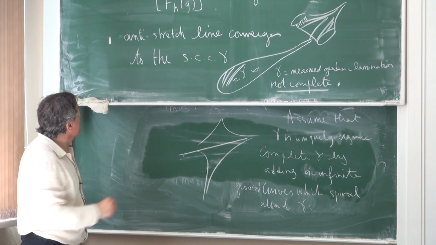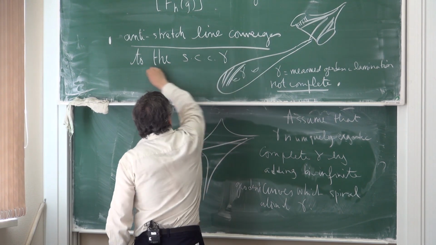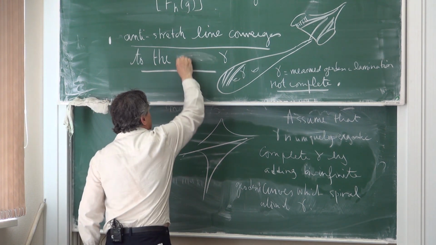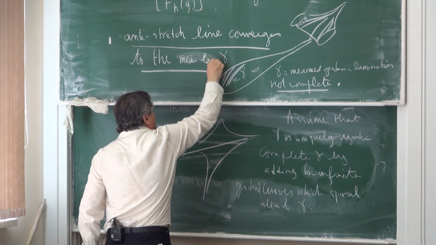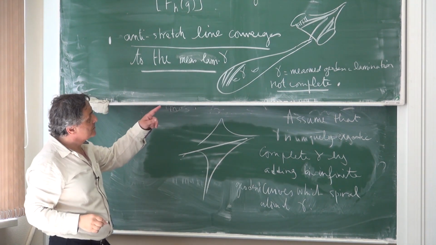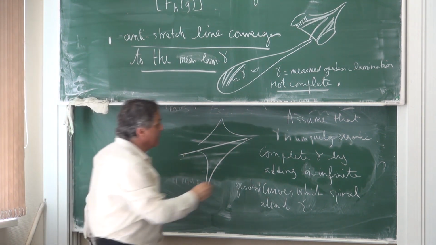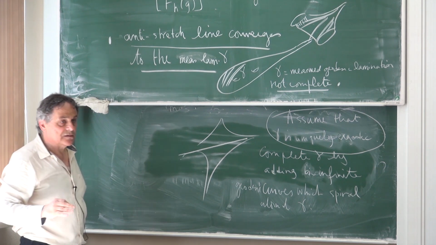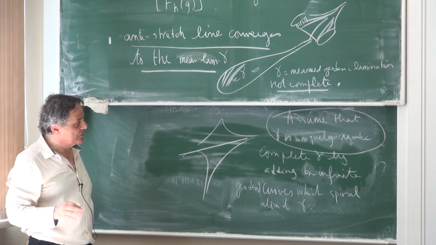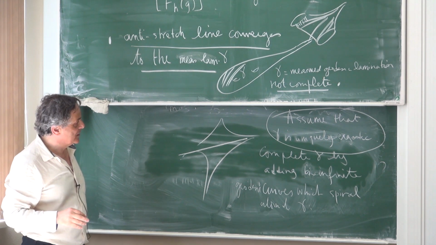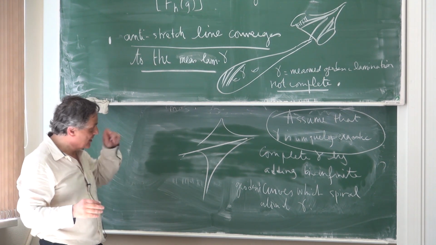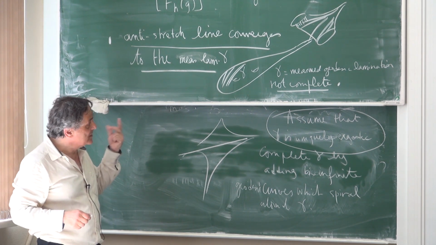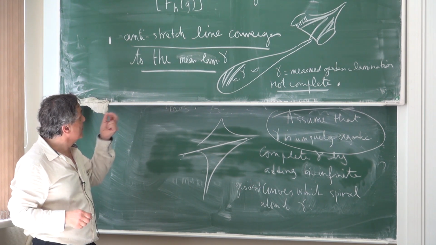Then we have the same result. The anti-stretch line converges to the measured lamination. Now it's a measured lamination gamma. If I don't have this hypothesis that gamma is uniquely ergodic, then I don't know. In fact, I don't know if somebody knows something about this. For me, it's unknown. I mean, there could be complicated behavior. This anti-stretch line probably will not have a simple, single limit.